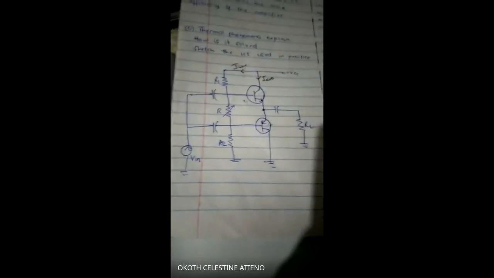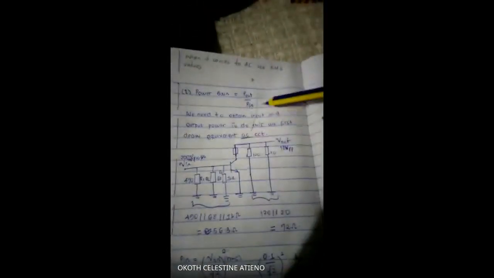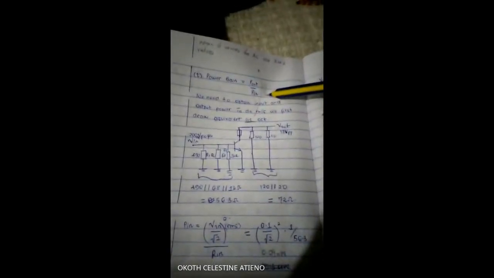So we're going to use AC analysis for this power gain. Efficiency is a whole other thing. It's AC power output over DC power input. But let's look at power gain first. Power gain is power output over power input.